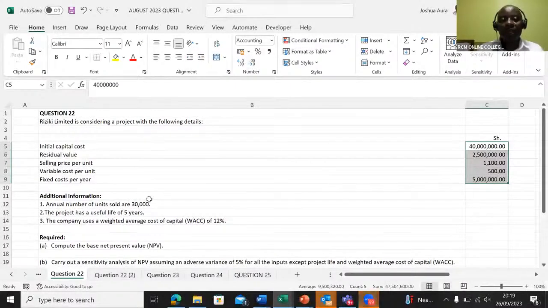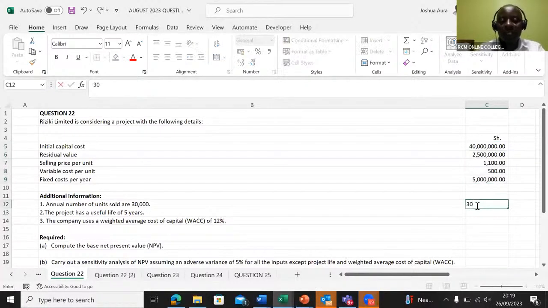Additional information: the annual number of units sold is 30,000. I can't pick this 30,000 from here the way it is, so I'll come right away to where we have this and transfer 30,000 there. The project has a useful life of 5 years, so put this 5 there as well so that I can use it. And then the company has a WACC of 12.